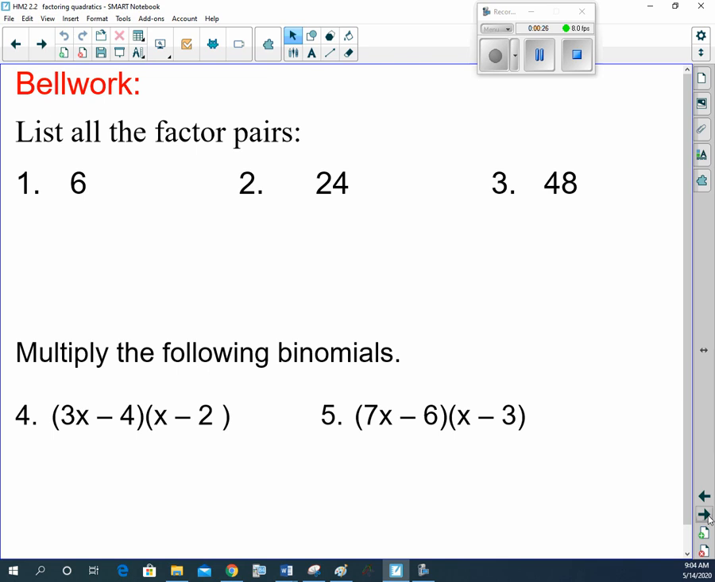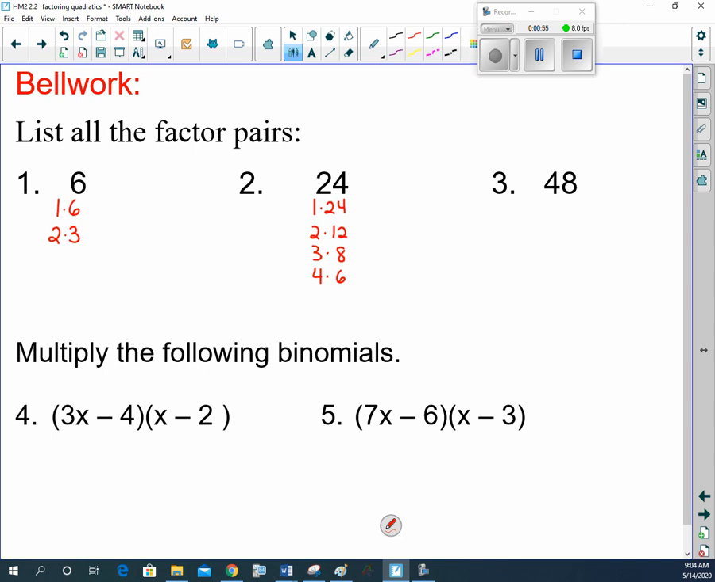To begin with, to refresh a few things to help us with our factoring, first of all, we're going to talk about in our bell work what factor pairs are. The factor pairs of 6 are 1 times 6 and 2 times 3. Those are the two numbers that multiply to give you 6. So those are called factor pairs. For 24, you've got 1 times 24, 2 times 12, 3 times 8, and 4 times 6.